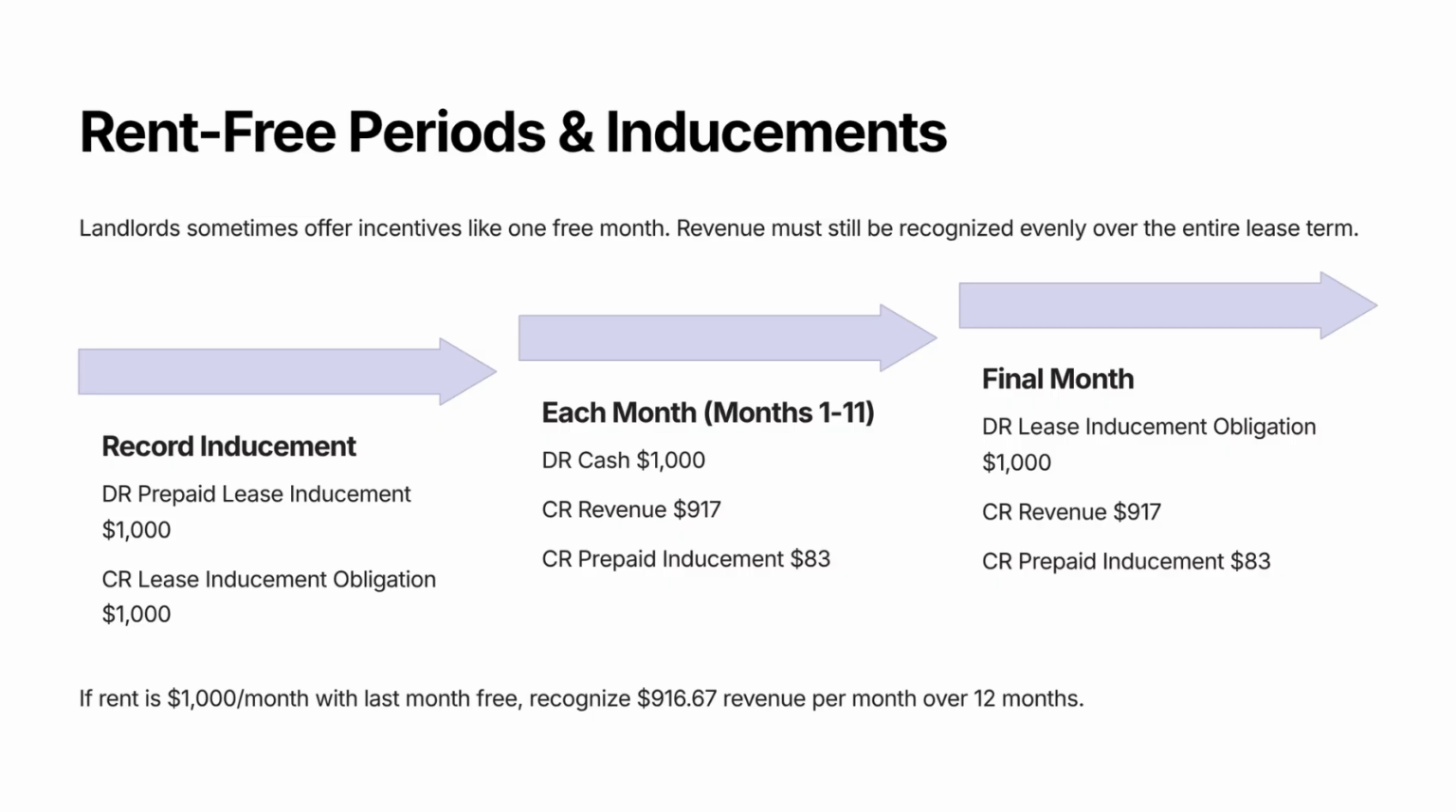Debit prepaid lease inducement $1,000. Credit lease inducement obligation $1,000. Then each month debit cash $1,000. Credit revenue $917. Credit prepaid inducement $83. And in the last month debit lease inducement obligation $1,000. Credit revenue $917. Credit prepaid inducement $83.